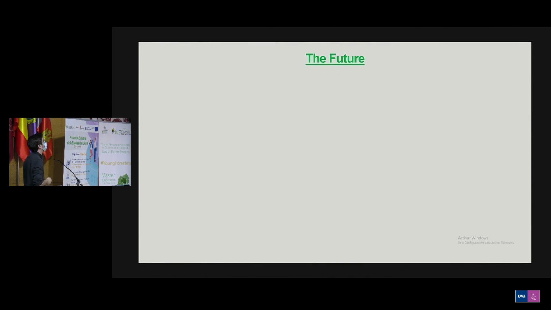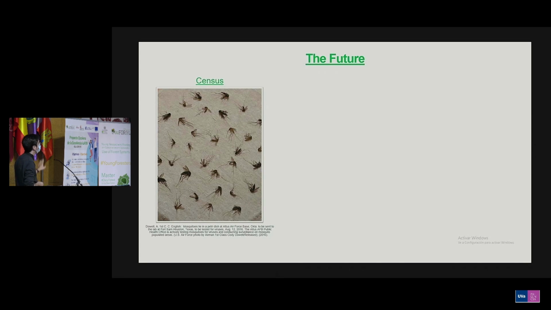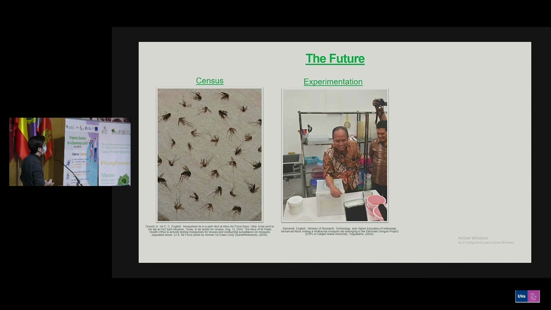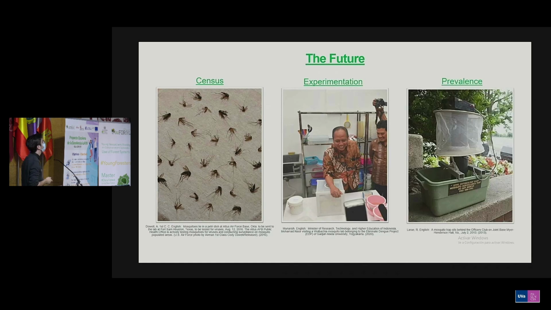And last of all, about the future and what we want to research, is first doing a census of what mosquito species we can find in Castilla y León. Then do some experimentation, because all the experimentation that has been done with mosquitoes and Francisella has been with tropical mosquito species, and we want to try to work with local mosquitoes both from here and from the Scandinavian countries. And also we want to do more prevalence studies here in Spain.